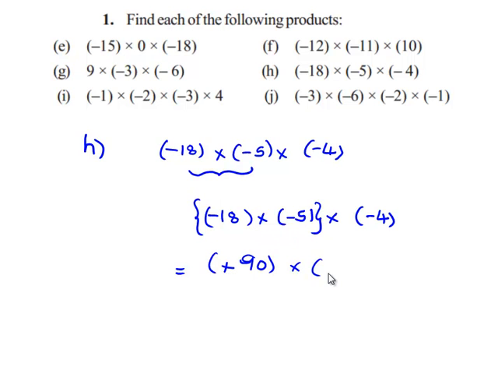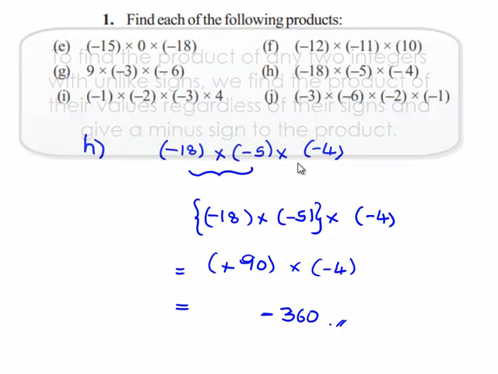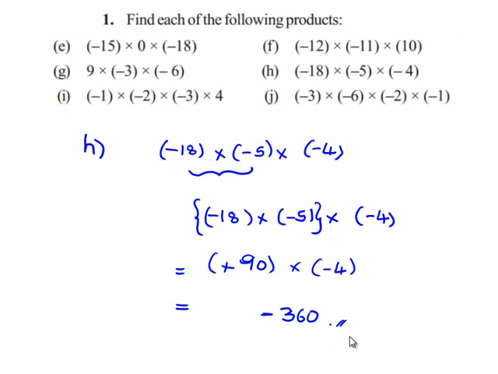It is multiplied with negative 4. To find the product of plus 90 and negative 4, first we multiply their values regardless of their signs. That is 90 into 4 gives 360. When we take the product of two different signs, we always get a negative sign. Therefore, plus 90 into minus 4 gives minus 360. Therefore, negative 18 multiplied by negative 5 multiplied by negative 4 gives negative 360.